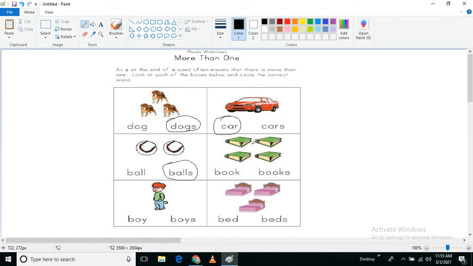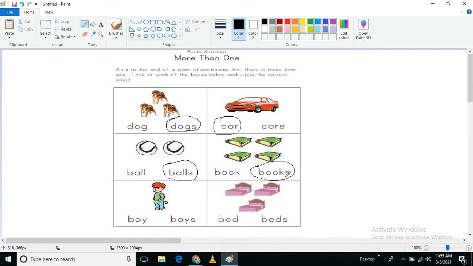Now see, is this one book or many books? Yes students, more than one book or one book? More than one, so where do we have to take? Book or books? Yes, books. Now circle on books, books.